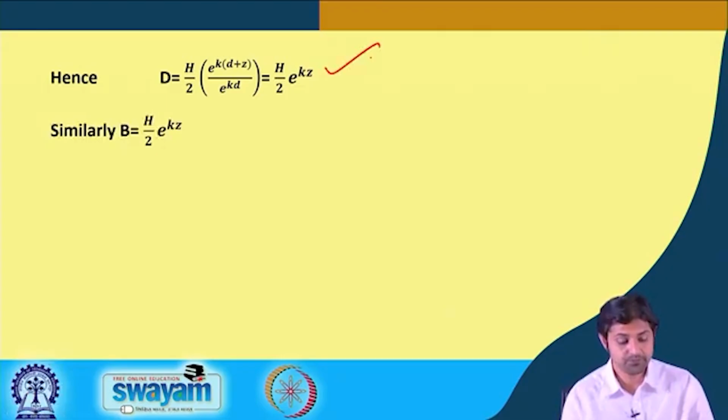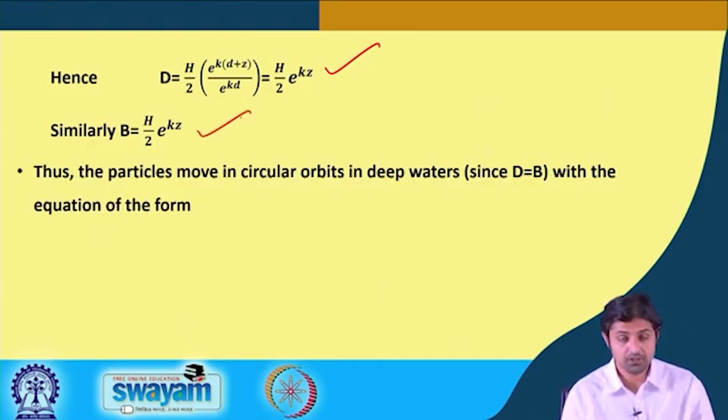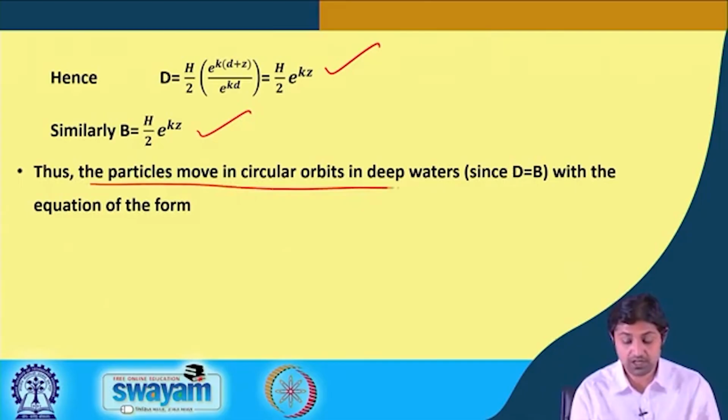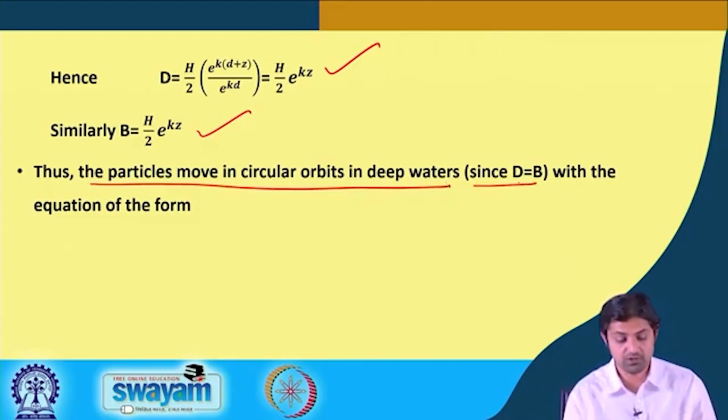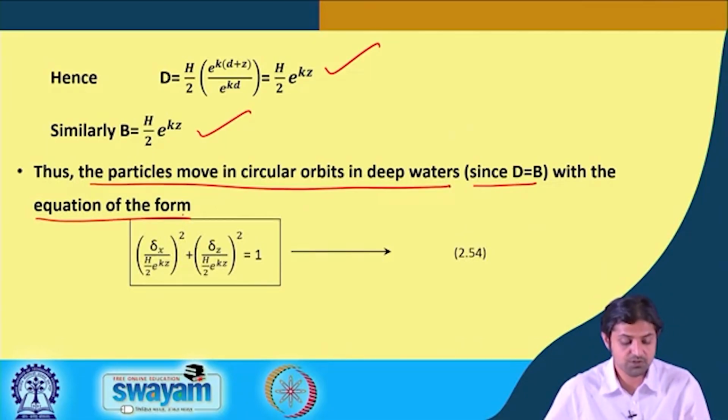This is important. Similarly, if we do the same process with B, we will again get H by 2 e to the power kz, because in deep water that is going to happen again. Therefore, you see both B and D are the same. In an ellipse, if both the major and minor axes are the same, it is nothing but a circle. Therefore, the particles move in circular orbits in deep water, since D is equal to B, with the equation of the form (delta x divided by H by 2 e to the power kz) squared plus (delta z divided by H by 2 e to the power kz) squared is equal to 1.